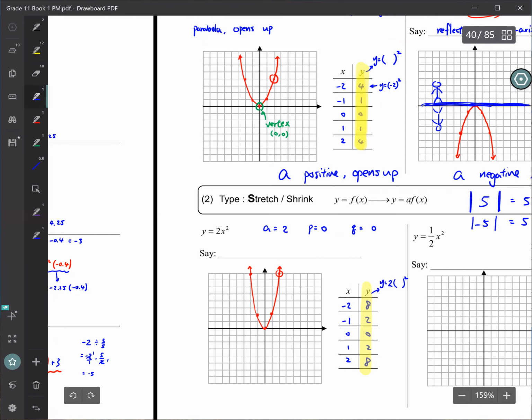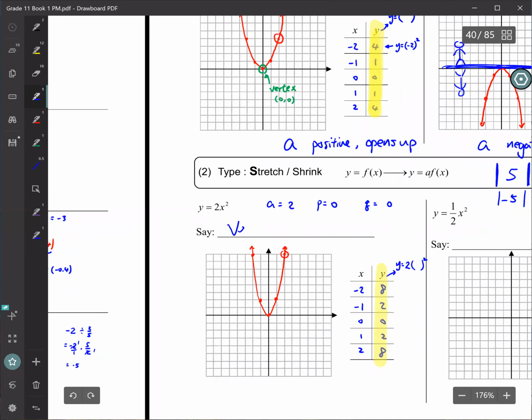Because it's going taller, and taller is up and down, we will say vertically. Vertical means up and down. Vertically expand, or you can say stretched, by a factor of 2. You can add the words factor of 2, or you can just write by 2. So the word for stretching, you can either use expand or stretch.